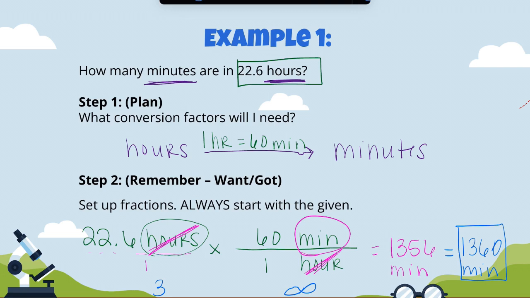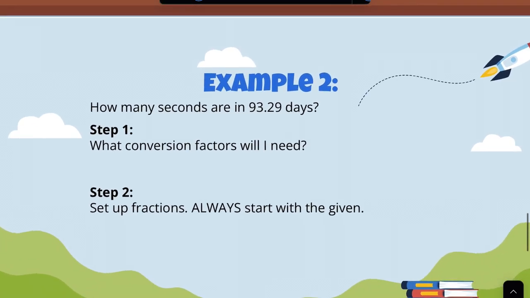Okay, Mrs. Gresick, I could have done this before you ever taught me about factor labeling. I already knew to convert from hours to minutes, I just have to multiply by 60. Exactly. But what I wanted to show you is that you already know how to do this. Factor labeling is just showing the steps to convert. So let's try example 2.